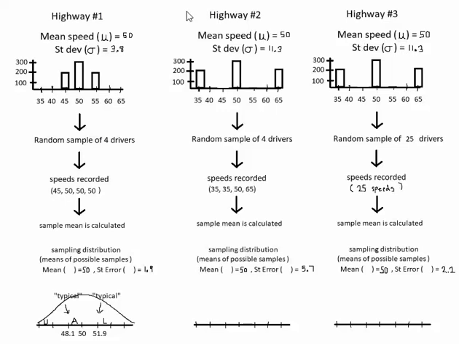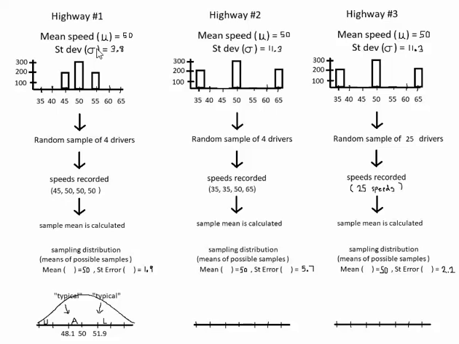So at this point, the top section of your page should look exactly like my screen, except for the fact that your answers for mean and standard deviation are blank for all 3 highways. So at this point, your page should say highway number 1, highway number 2, and highway number 3, and then underneath each of those, mean, speed, mu, and standard deviation sigma.